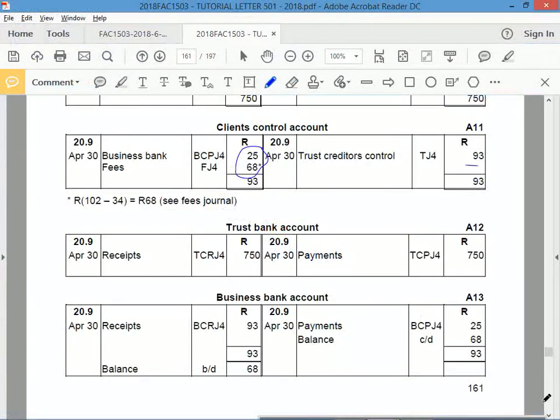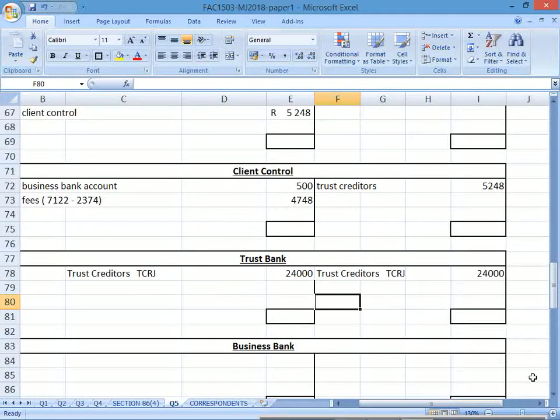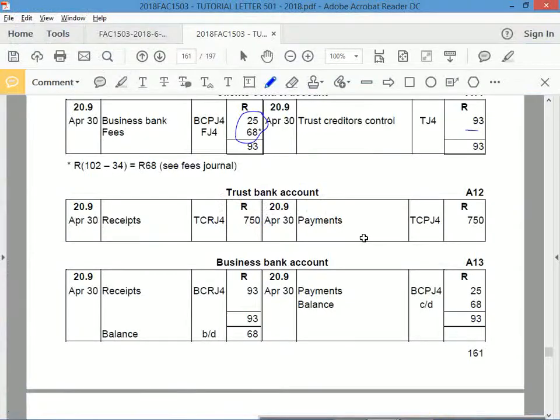Right, then we've got the business bank account. The business did have a business bank account, but it was the business cash payments journal they didn't show in the workings. Okay, so the business bank account would have been everything that the business would have paid. So in this case, receipts and payments.